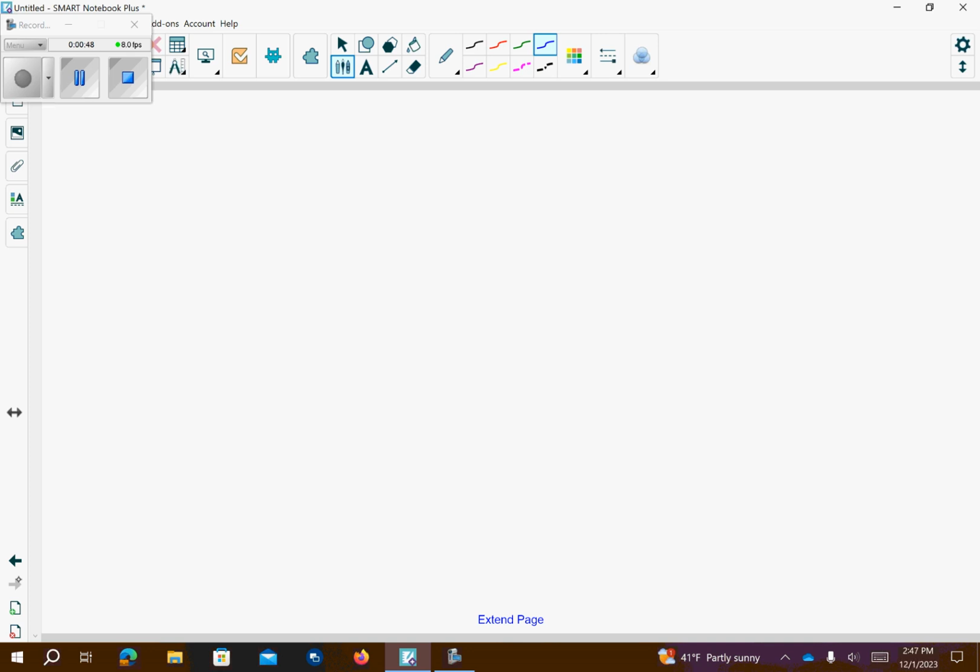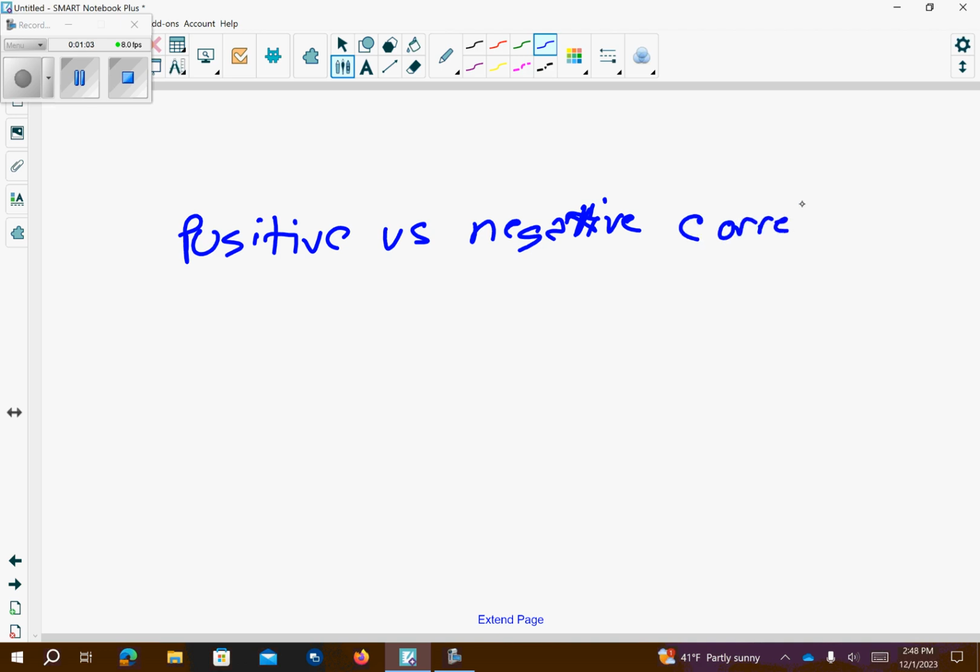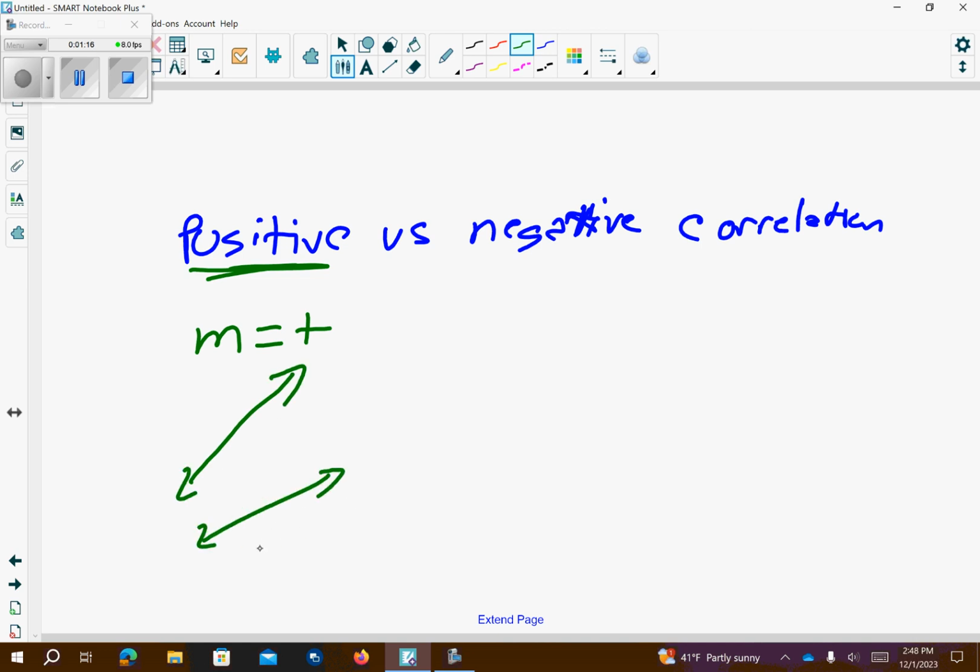A couple of new words. We're going to talk about positive versus negative correlation. All this means is if you have a positive correlation, your slope is a positive slope of your line of best fit. So it would look something like this or something like this. You know, some sort of positive line. It could be really steep if you wanted it to be.